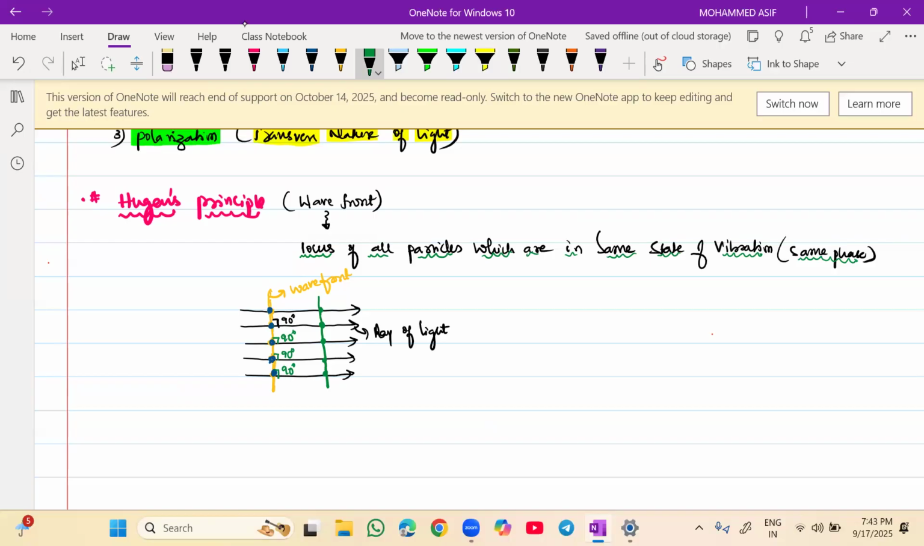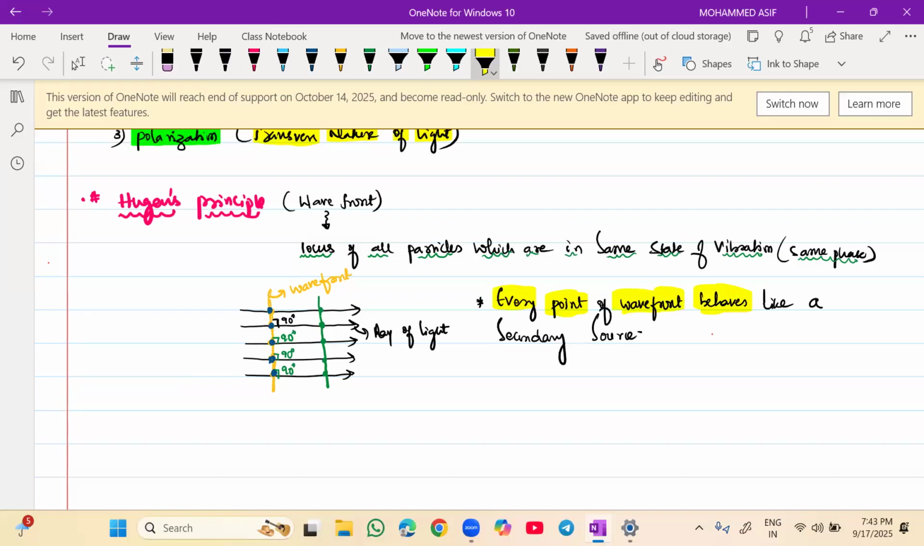Sure. And one more point you need to remember in this one, beta. Every point of the wavefront behaves like a secondary source. This is very important: every point of your wavefront will behave like a secondary source.